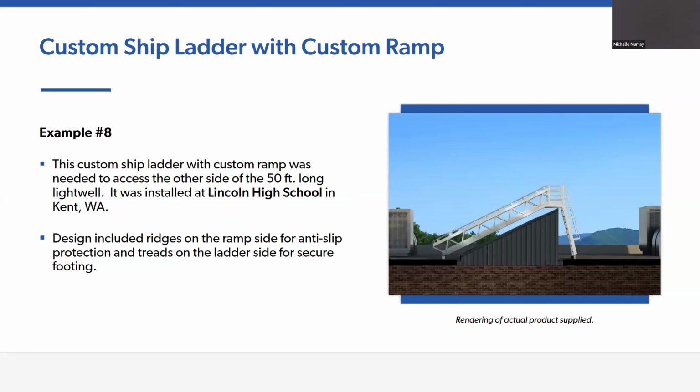This is a custom ship ladder with a custom ramp for the Lincoln High School in Kent, Washington. They needed a way to access the other side of the light well, which is 50 feet long. A custom ship ladder with ramp was provided because the angle is shallow. The ramp side has ridges to prevent slipping. The ladder has treads, and the handrails are provided for safety. O'Keefe's provided all the structural calculations for it. This was shipped pre-assembled for ease of installation, the ramp in 1 section and the ladder and platform in 1 section.